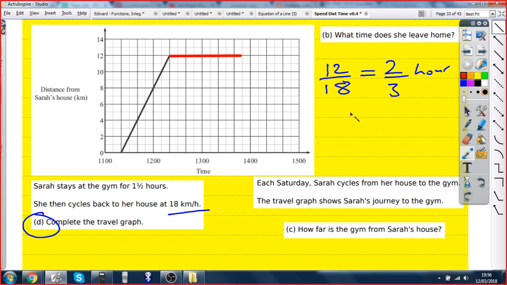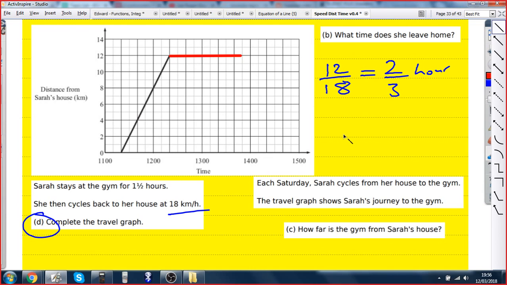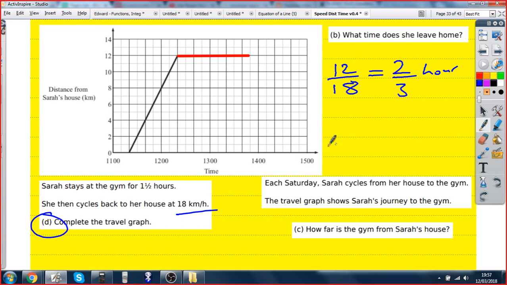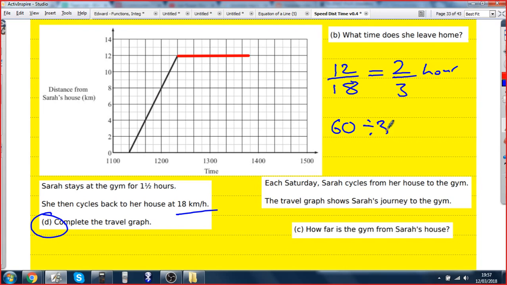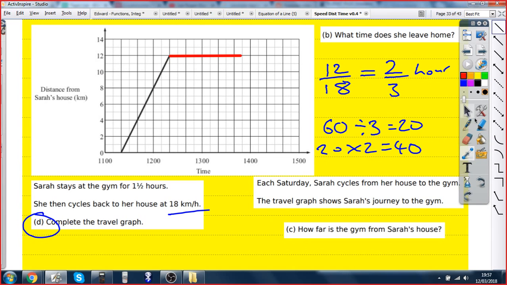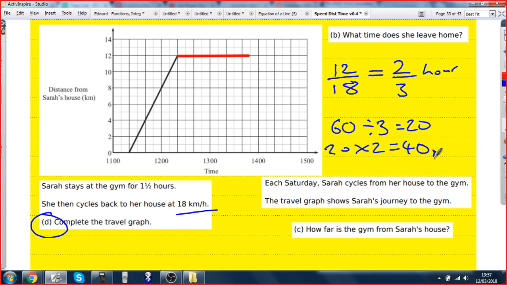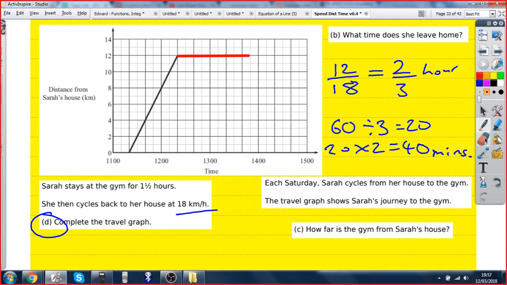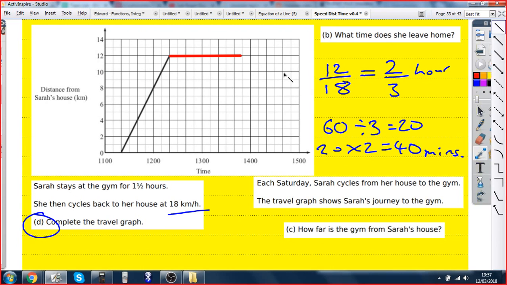So work out a third. So do 60 divided by 3. Okay. To get 20 and then times that by 2 to get 40. Mm-hmm. So 40 minutes. So how do we represent that?